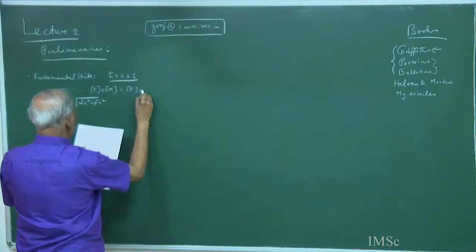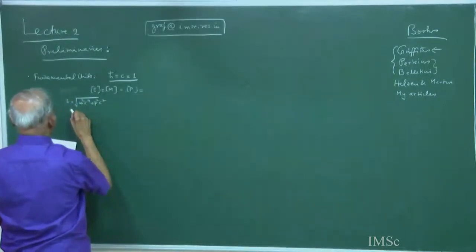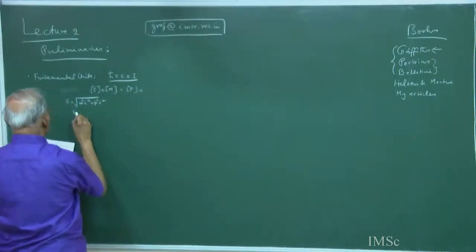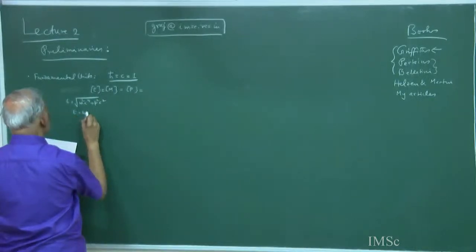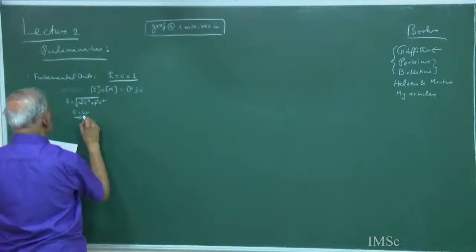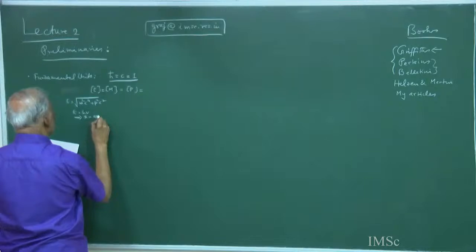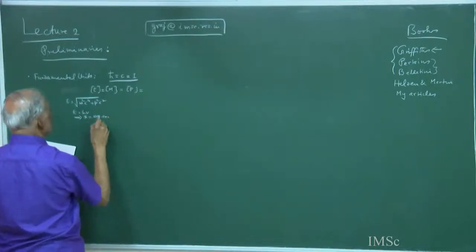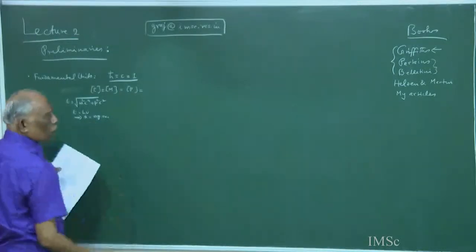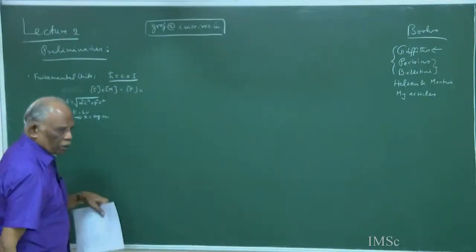And then, since Planck's formula is E equals h nu, you can see from this that h cross has the dimension of energy times time, the unit of energy into time. Oh yeah, I tend to write too small.